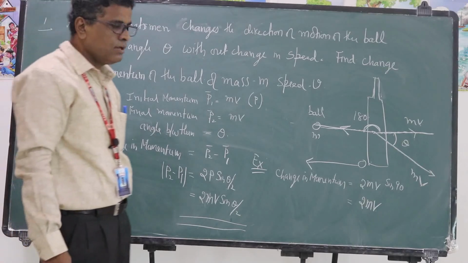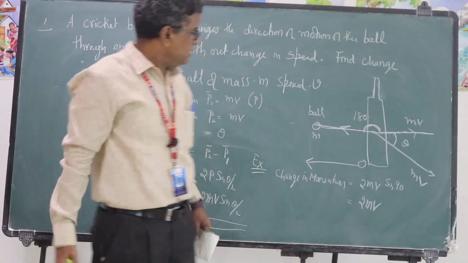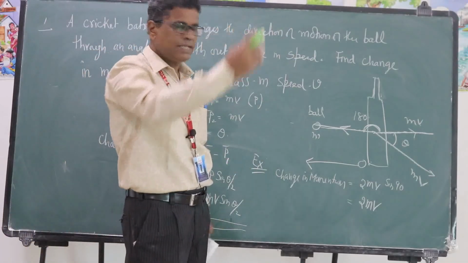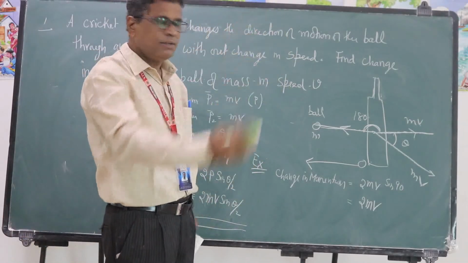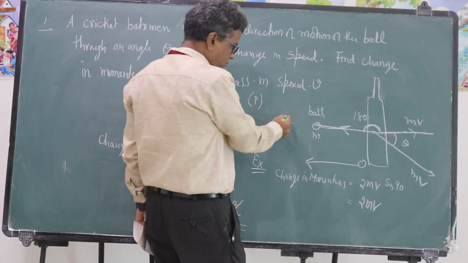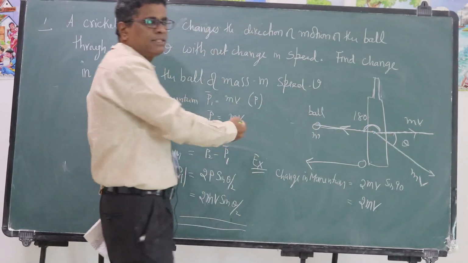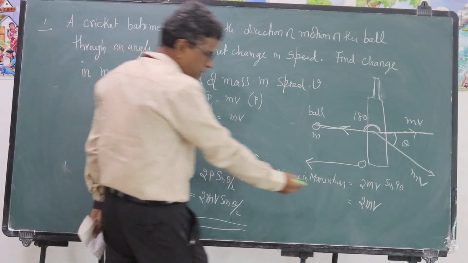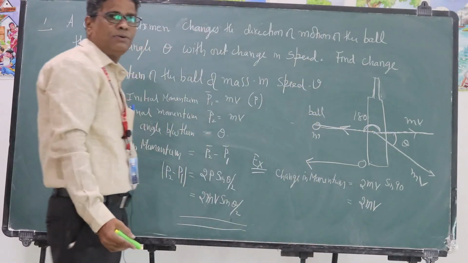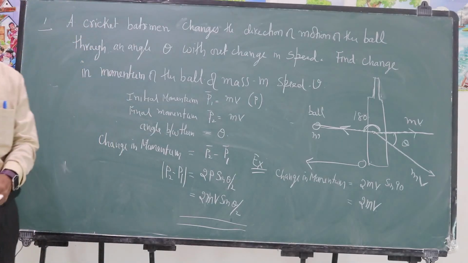Clear? If the batsman hits the ball exactly opposite, back to the bowler, so the bowler will be in this direction, the batsman hits the ball again in this direction, then the change in momentum is 2 mv. Clear? Next.